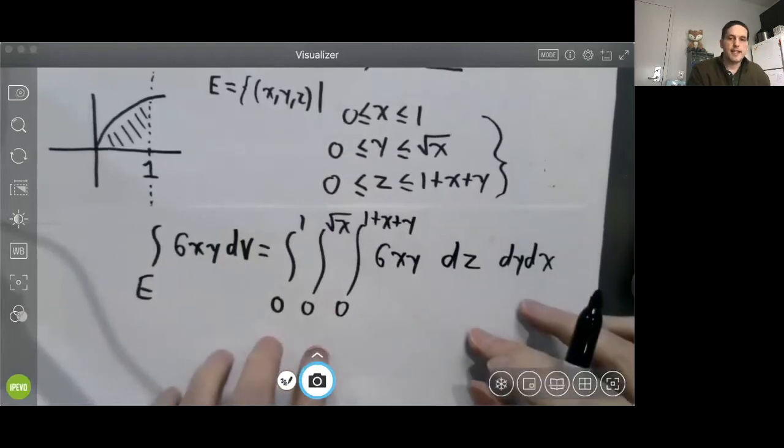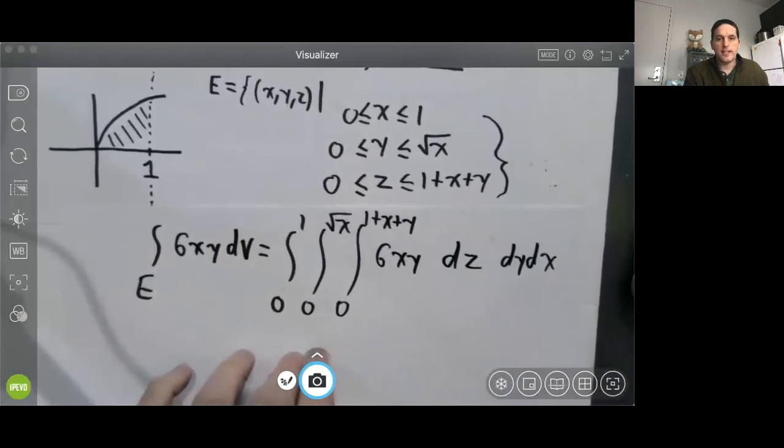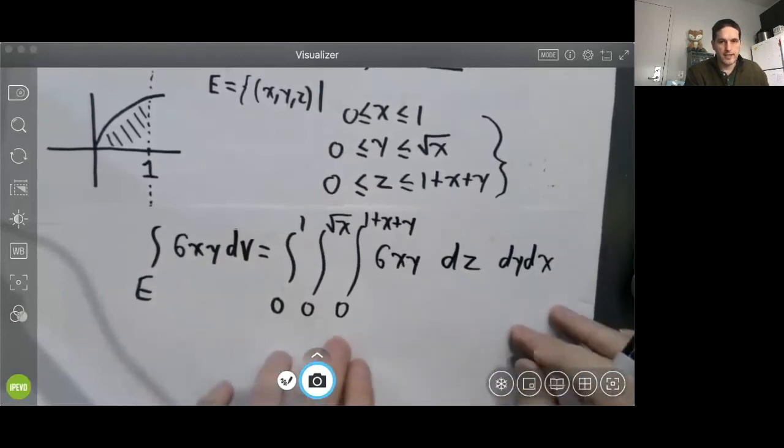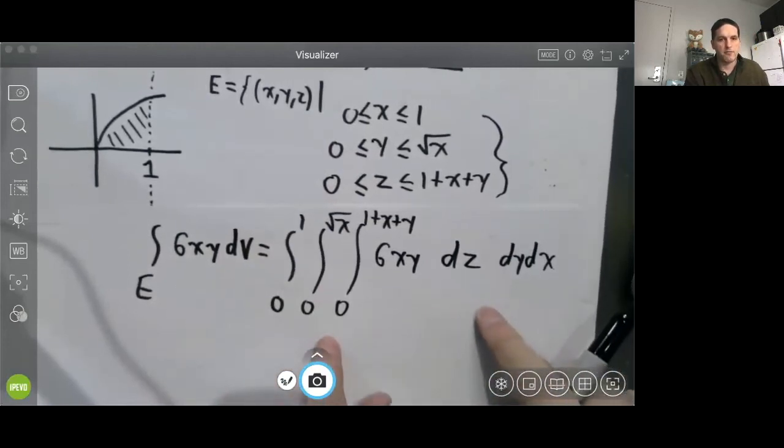So now we have set up our integral, and at this point, it's sort of a routine calculation to actually evaluate the integral. The hard part is over. Now we just have to go through the process of evaluating these integrals one by one. Setting up the integral is the hard part.